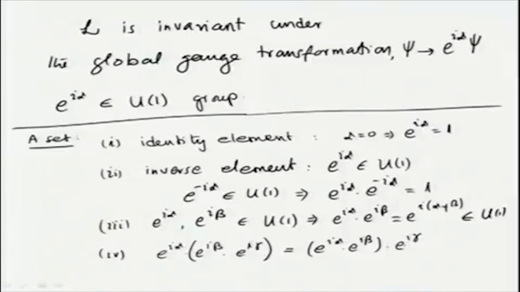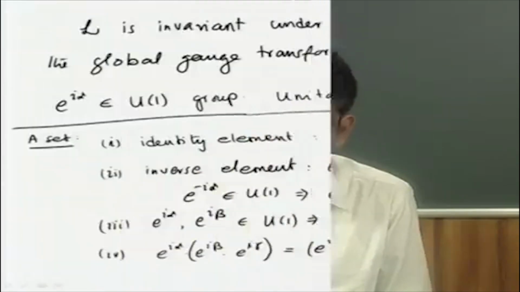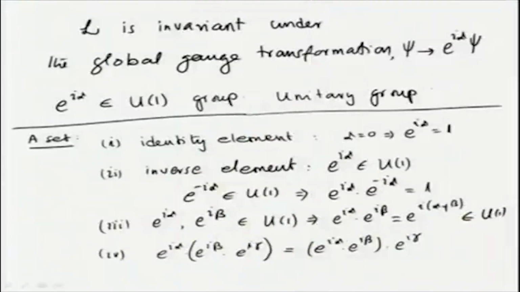In this particular case, alpha can take any continuous value, and therefore it is called a continuous group. U(1) is a continuous group. U actually means unitary, so it is a unitary group, and there is only one parameter to represent the group element. That is why you have 1 in the bracket, U(1).